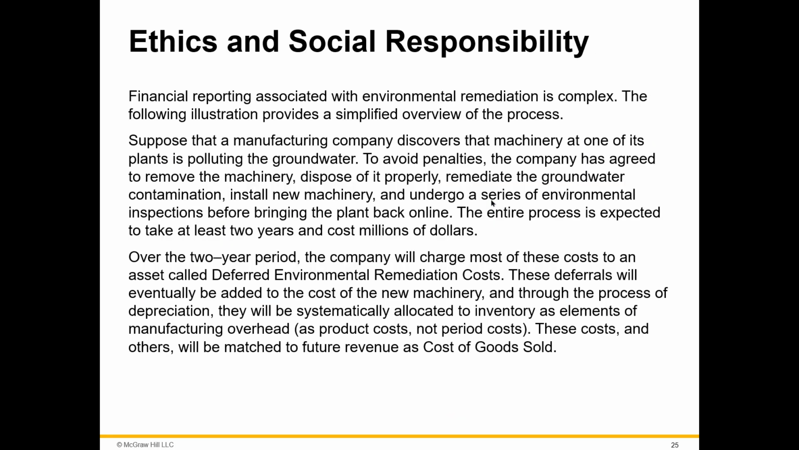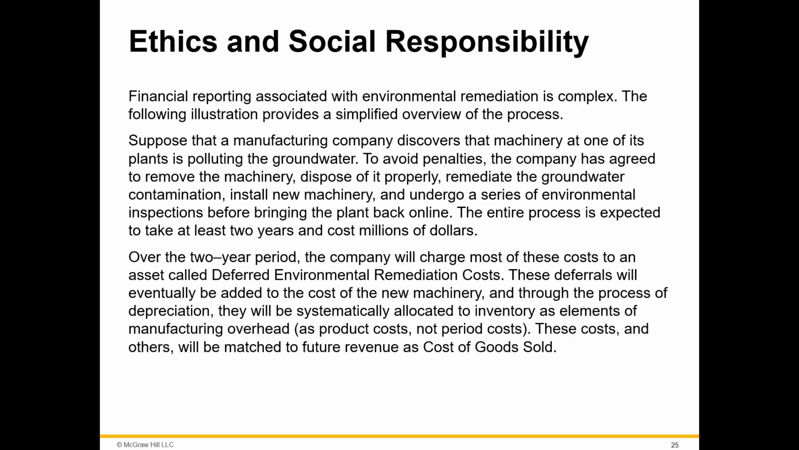So let's look at these ethical statements here. Financial reporting associated with environmental remediation is complex. All right, so here's the example. Suppose a manufacturing company discovers that machinery at one of its plants is polluting the groundwater. To avoid penalties, the company has agreed to remove the machinery, dispose of it properly, remediate the groundwater, install new machinery, and go through some inspections. The entire process is expected to take 2 years and cost millions of dollars.